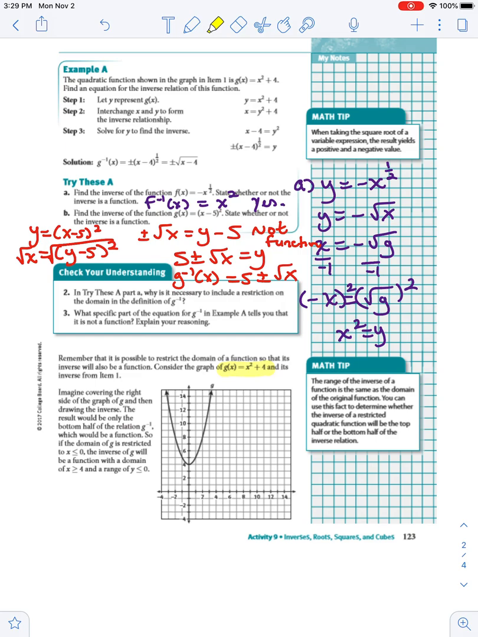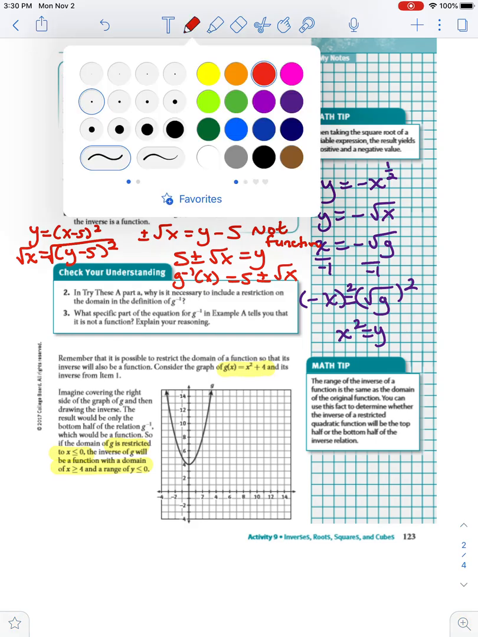So if we covered the right side of the graph, we would only have the side with the negative values of x for our domain. Okay, so that means the domain of g ends up being restricted to all the x's less than or equal to 0. So that means the inverse of g will be a function with a domain of x greater than or equal to 4 and a range of y less than or equal to 0.